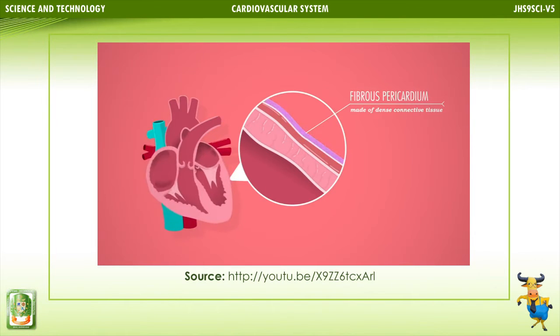Meanwhile, the inner serous pericardium consists of an inner visceral layer, or epicardium, which is actually part of the heart wall, and an outer parietal layer. These two layers are separated by a thick film of fluid that acts like a natural lubricant, providing a slippery environment for the heart to move around in so it doesn't create friction as it beats.